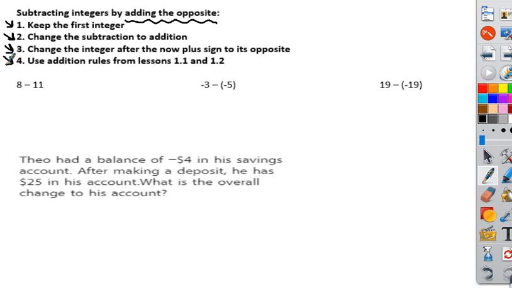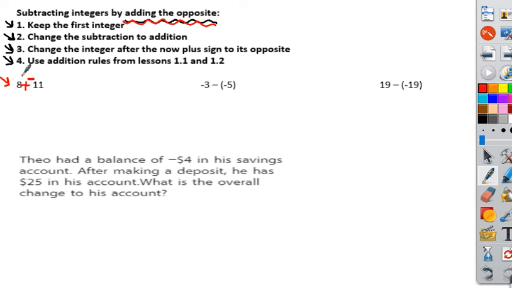So let me change my color. All right, so if I'm looking at 8 minus 11 and I need to add the opposite, you don't touch this first integer of 8. Go to step 2, you change the subtraction to addition, and you change the sign on the integer after it. So right now it's a positive 11. That becomes a negative 11. And then you're looking at an addition problem. So you go to step 4 and you use your addition rules.